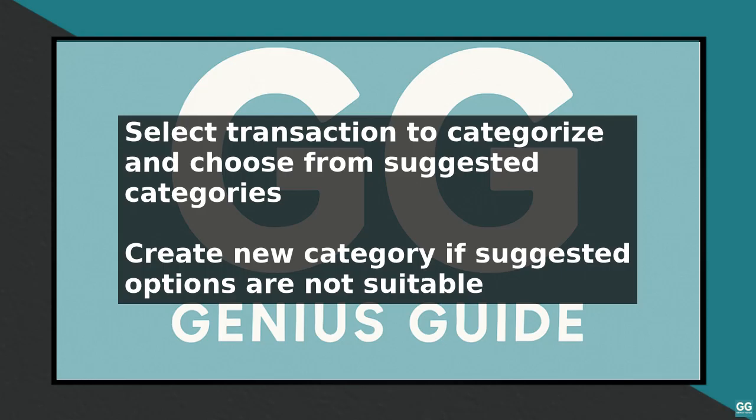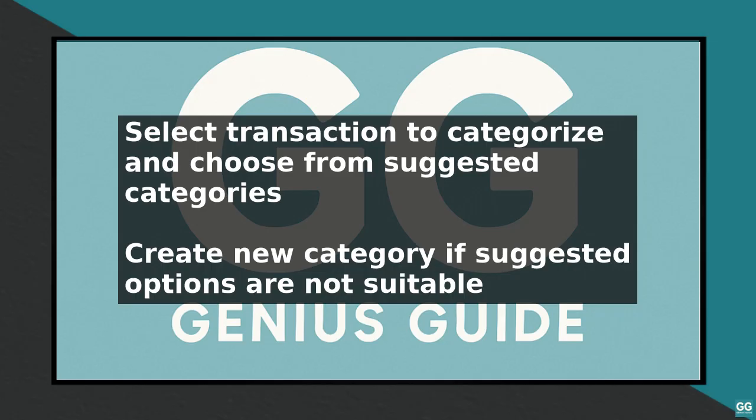One key concept to keep in mind when categorizing transactions is to be as specific as possible. For example, instead of categorizing a transaction as simply food, you could categorize it as groceries or dining out. This will help you get a more accurate picture of where your money is going and make it easier to track your spending over time.